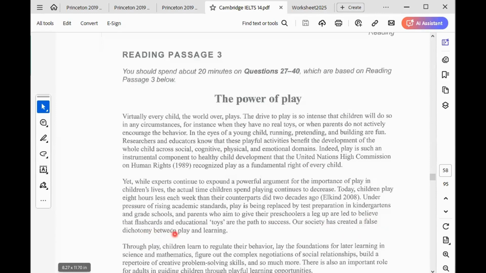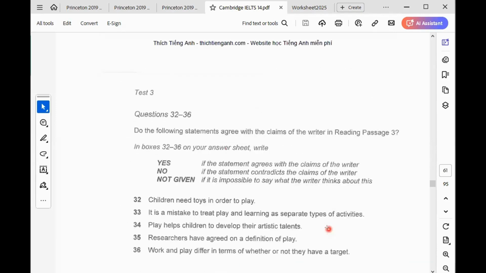In other words, that difference between play and learning that we have seen in the society is false. It is wrong. The writer is saying that it is not right. For him to call it false, that means he's judging it. You should not separate play from learning. That's what this writer is saying. And that statement is saying the same thing. It is a mistake to treat play and learning as separate. So number 33 should be yes.